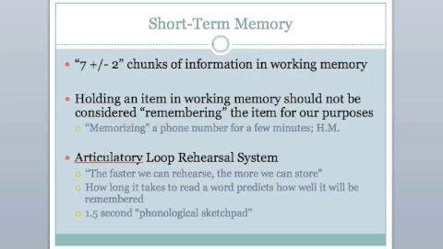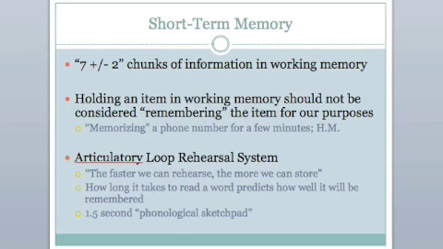But now let's take a look back and look at our different types of memory. First, we have short-term or working memory. There's a very famous formula called 7 plus or minus 2 chunks of information in the working memory. Now, this number has been tweaked since it was originally presented, but the basic concept is that the amount of information that can be stored in short-term memory is fixed.